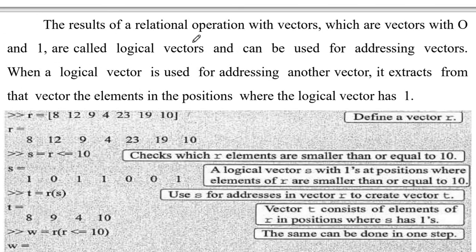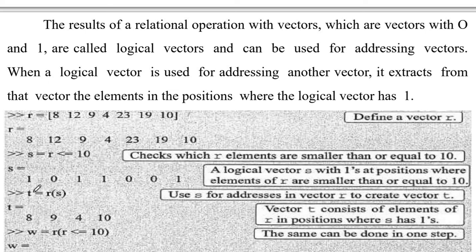Suppose the next thing: the result of a relational operation with vectors, which are vectors of 0s and 1s, are called logical vectors, and can be used for addressing of the vector also. We know how to represent the value: true means 1, false means 0. Like that, addressing also we can provide. Take A equal to 8, 12, 9, 4, 23, 19, 10. If you want to display the R value, we define another variable S equal to R less than or equal to 10. Therefore S is displayed.